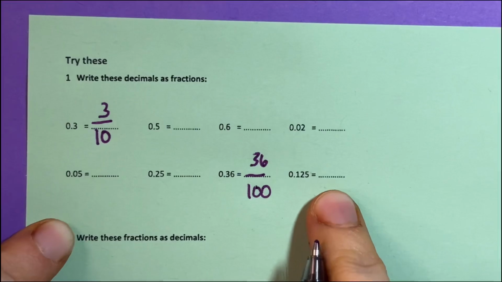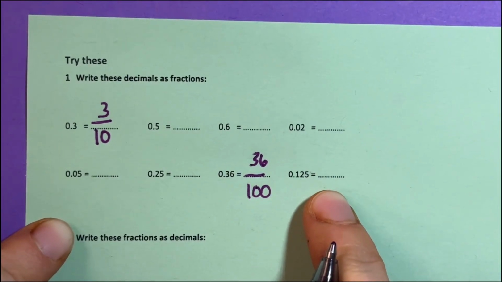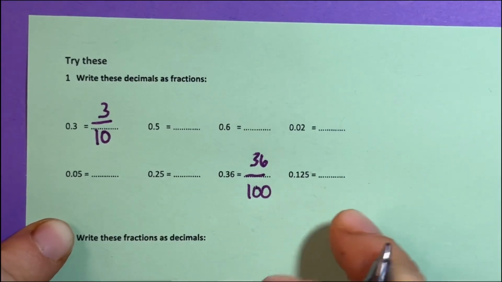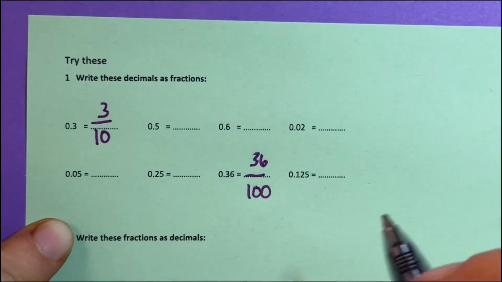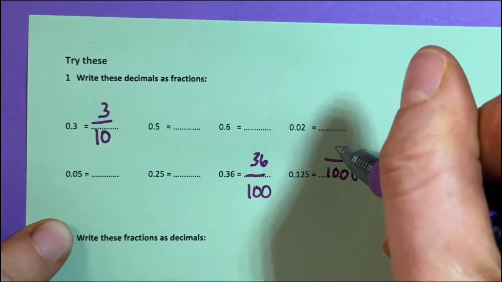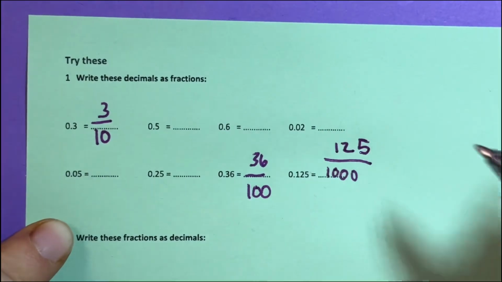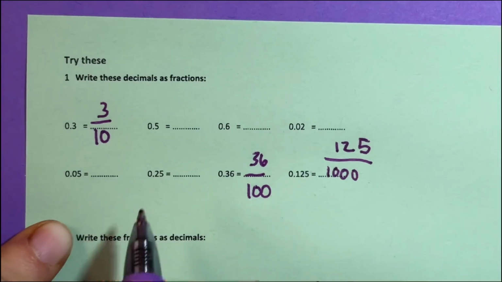Okay, I'll do this one, and then you guys do the rest on your own. So 125, that's in the thousandths place. We have 1 in the tenths, 2 in the hundredths, 5 in the thousandths. So this one is a little different. We put it over 1,000. That's going to be 125 over 1,000. Okay, so go ahead and do the other ones. Pause it, and then I will show you what the answers are.